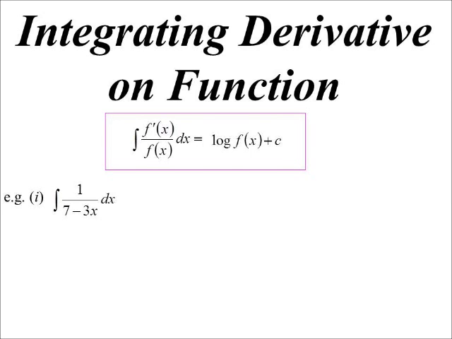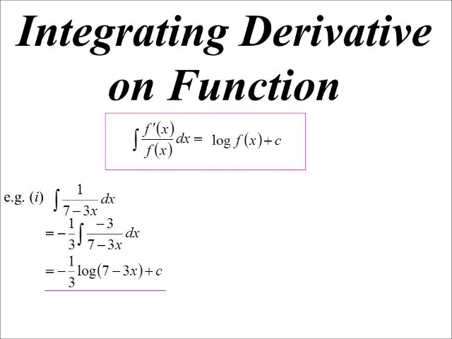Okay? Let's create the derivative on the top. Well, 7 minus 3x. The derivative of 7 minus 3x? Minus 3. So I'll make the top minus 3, but to balance it out, I've got to multiply by -1/3. But now, in my integral, I have derivative on function. So now that'll be -1/3 log 7 minus 3x. Plus, of course, a constant.